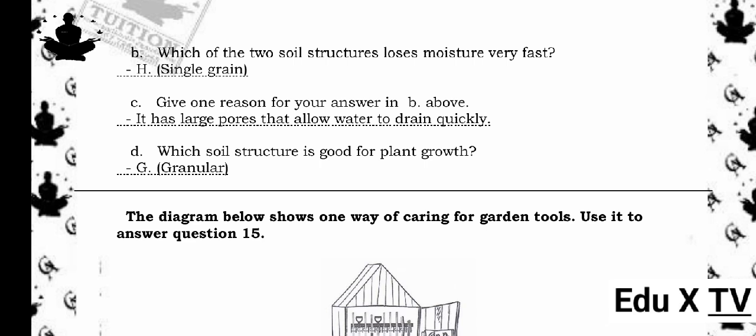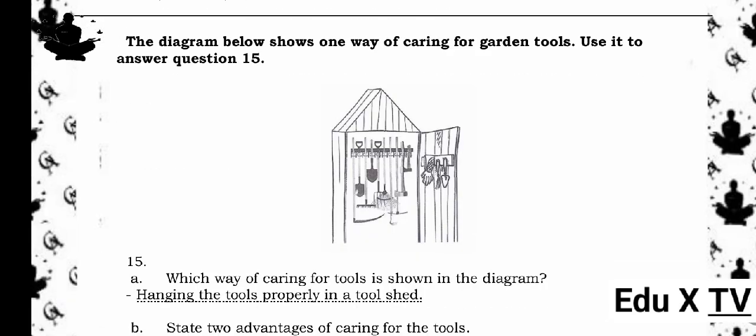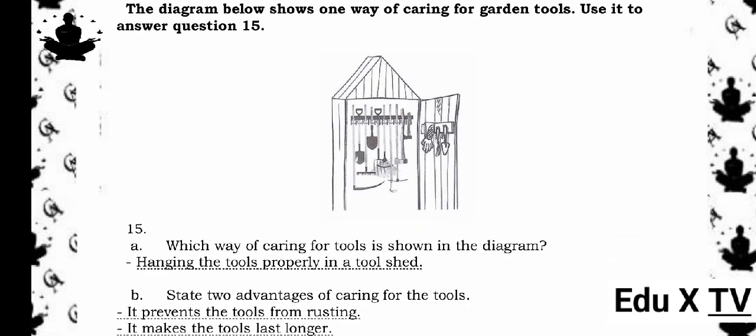C. Give 1 reason for your answer in B. It has large pores that allow water to drain quickly. D. Which soil structure is good for plant growth? G (granular).